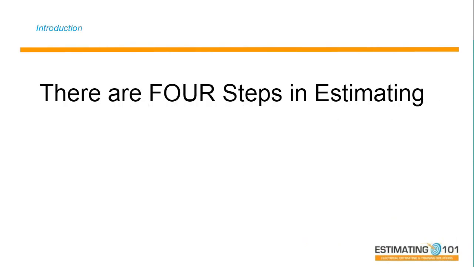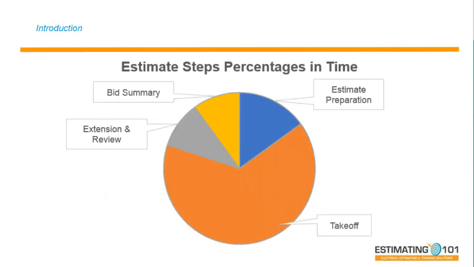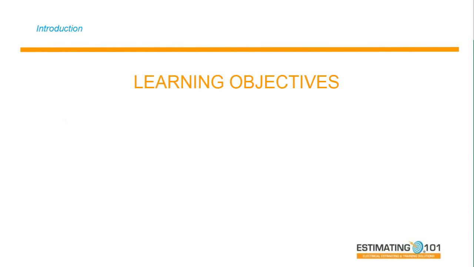So there are basically 4 big steps in estimating. First is estimate preparation, performing the takeoffs, the extension and the review, and putting together a bid summarization. If you study estimating, and I've studied it, you will spend approximately 85% of your time utilizing software. So the estimate preparation time is about 15%. The takeoff time is about 65%, the extension and review is about 15%, and the bid summary about 10%. If you break this down, you can analyze exactly what you're doing and get as good as you can.